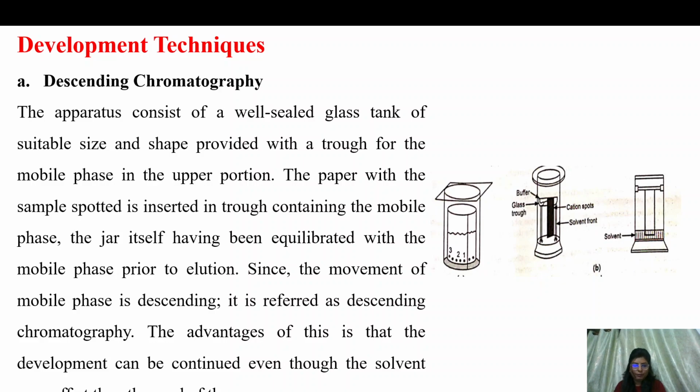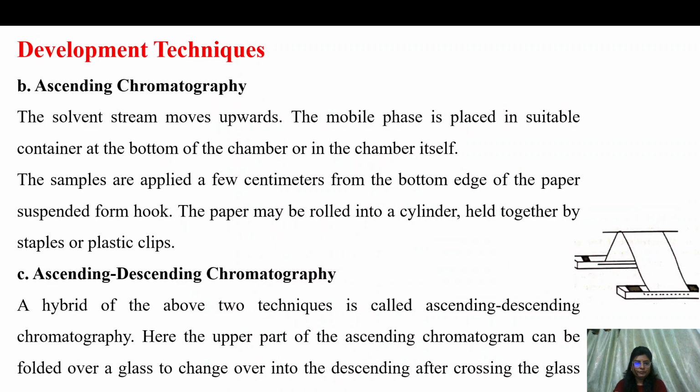Since the movement of the mobile phase is descending, it is referred to as descending chromatography. The basic advantage of this chromatography is that it can be continued even though the solvent runs off at the other end of the paper.